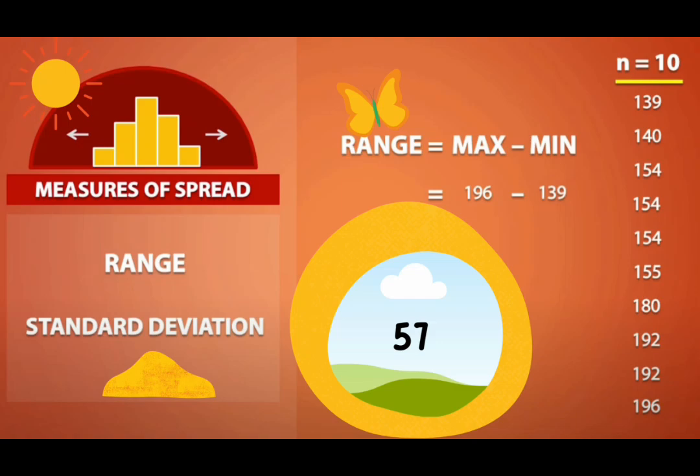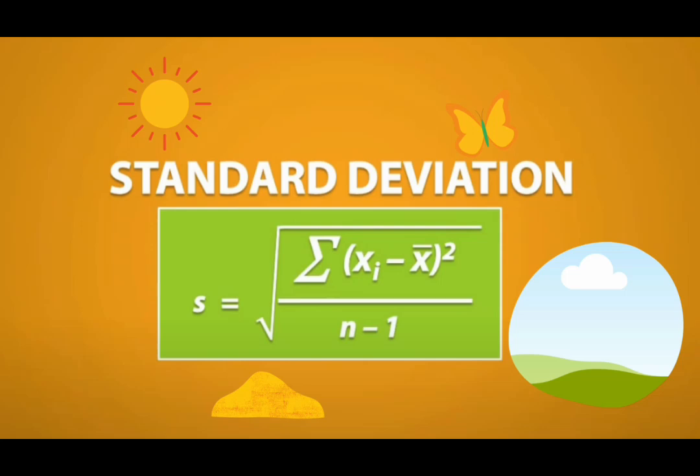The second term is the standard deviation. How will we get the standard deviation? Standard deviation is equal to the summation of the data minus the mean squared divided by the number of data set minus 1. How will we get there?